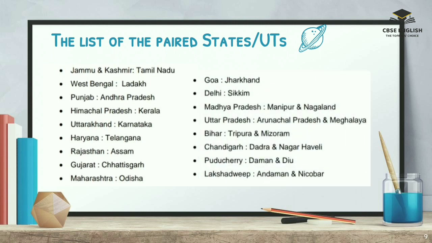Goa with Jharkhand, Delhi with Sikkim, Madhya Pradesh with Manipur and Nagaland, Uttar Pradesh with Arunachal Pradesh and Meghalaya, Bihar with Tripura and Mizoram, Chandigarh with Dadra and Nagar Haveli, Puducherry with Daman and Diu, and Lakshadweep with Andaman and Nicobar.